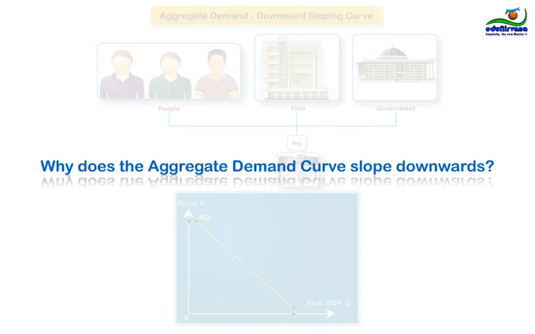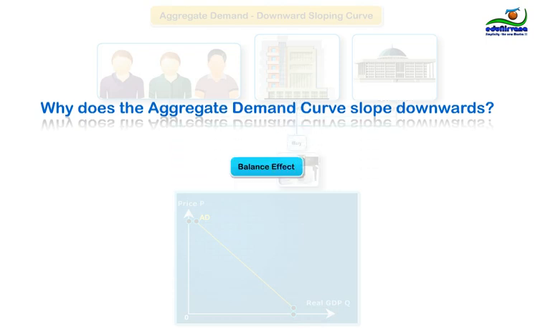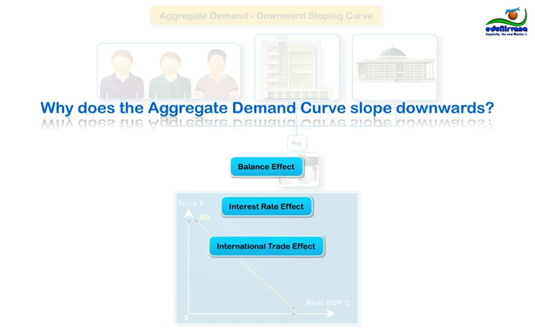But why does the aggregate demand curve slope downward? There are mainly three answers to this question: the real balance effect, the interest rate effect, and the international trade effect. Let's see all of them one by one.